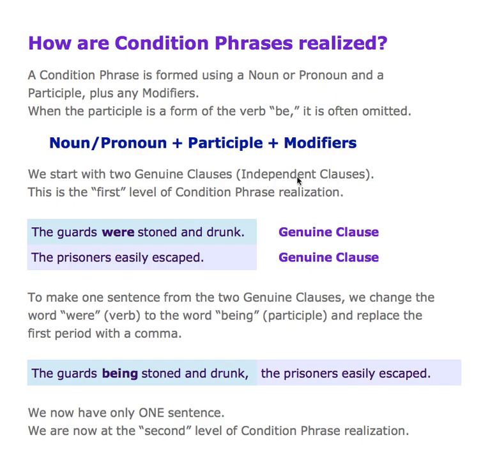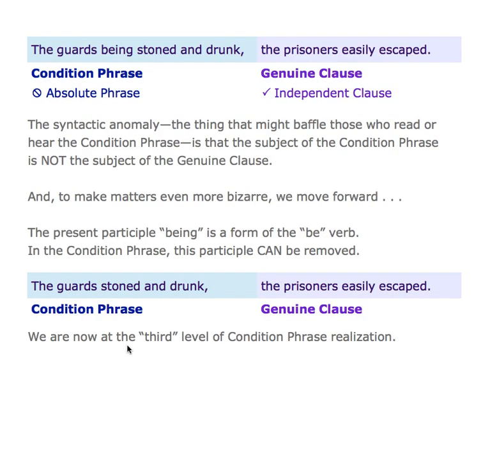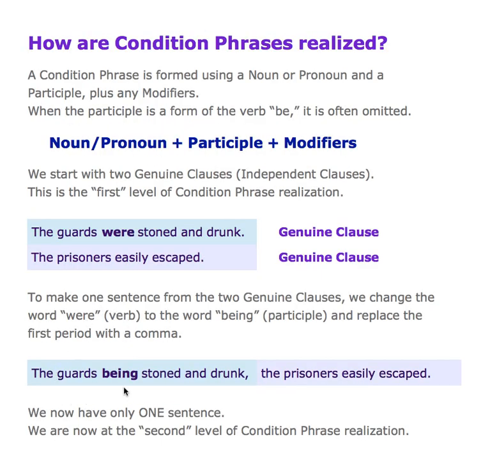You could call them independent clauses. And this is the first level of condition phrase realization. The guards were stoned and drunk. The prisoner easily escaped. Two genuine clauses. To make one sentence from the two genuine clauses, we change the word were, a verb, to the word being, a participle, and replace the first period with a comma. So here we put in being. All right? Oops. We have only one sentence now. We are now at the second level of condition phrase realization.